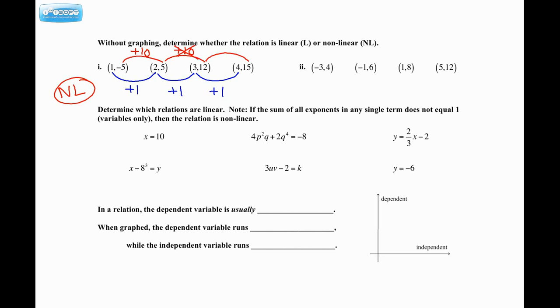Okay, the next one, do the same thing. So the change of x, from -3 to -1, that's an increase of 2, so I'll put +2. From -1 to 1, well, that's also an increase of 2. Okay, and we have 1 to 5. Well, wait a minute, that's an increase of 4. Okay, well, you might think, oh, the rule is broken.